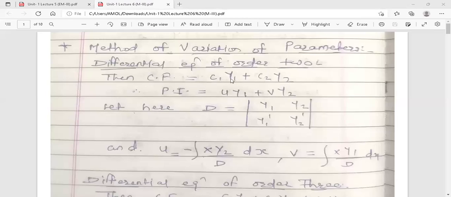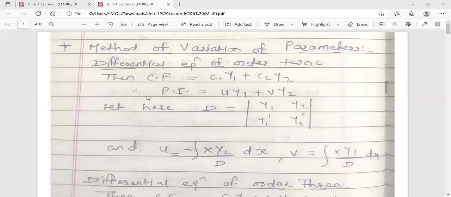The term with C1 is y1 and the term with C2 is y2, because the linear differential equation with constant coefficients, this differential equation we are considering of order 2 only here. Its order is 2, so you will get the auxiliary equation of degree 2. The degree of the auxiliary equation is 2, so you will get two factors. There are two factors, so your complementary function will contain only two arbitrary constants, and the complementary function will be of type C1y1 plus C2y2.